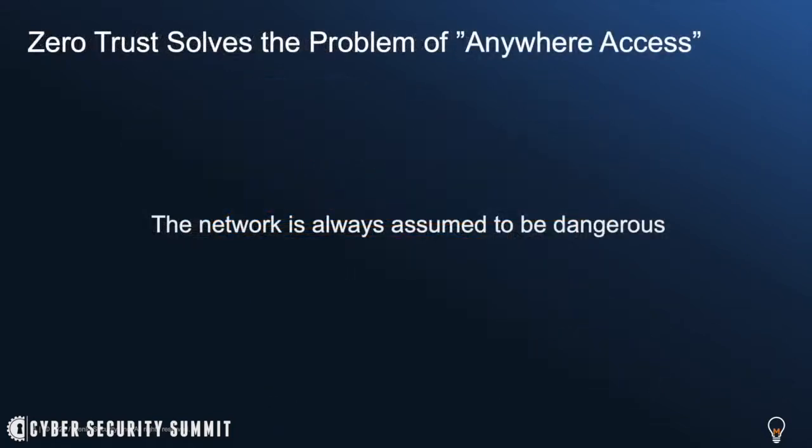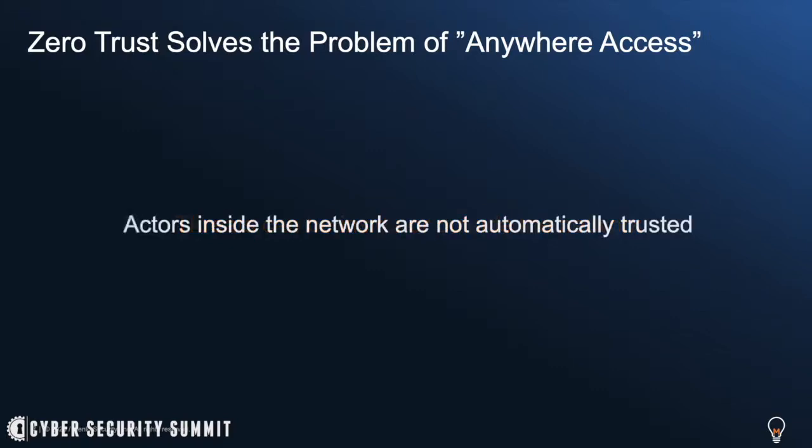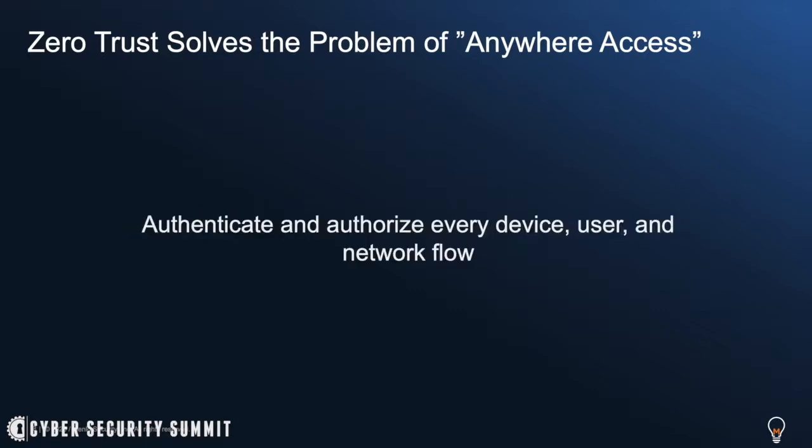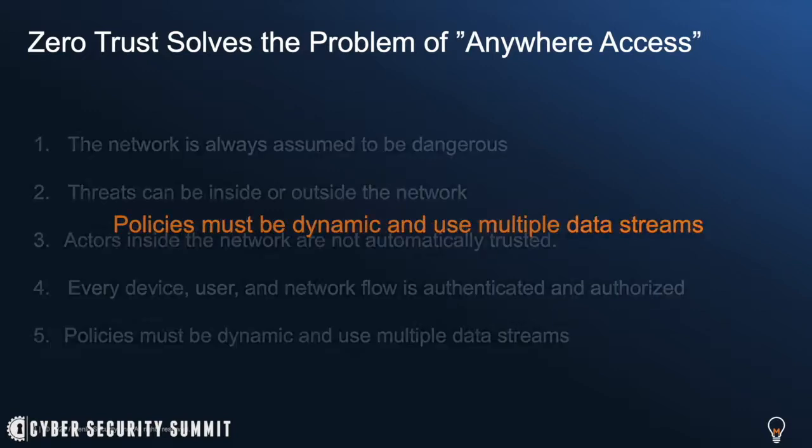Zero Trust then steps in to provide 5 core principles that work together to build a more secure future. 1. The network is always assumed to be dangerous. 2. Threats can be inside or outside the network. 3. Actors inside the network are not automatically trusted. 4. Authenticate and authorize every device, user, and network flow. And 5. Security policies must be dynamic and use multiple streams of data.